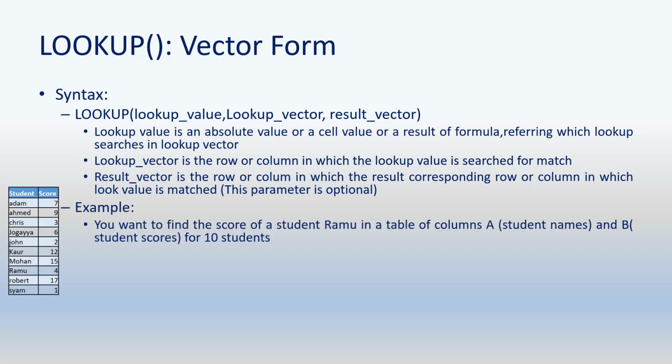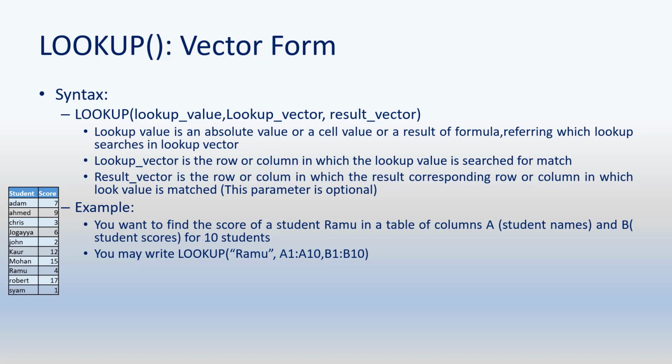Example. You want to find the score of a student Ramu in a table of columns A, which is for student names, and column B, which is for student scores. And it has scores for 10 students. Your reference is for Ramu. So your lookup value will be Ramu. Then where is Ramu? You have to search for the value of Ramu in the column A, which is listing the names of students. So you have to mention the range, which is A1 to A10. That is the row number 1 of column A to row number 10 of column A.